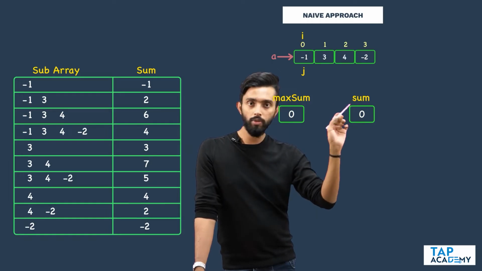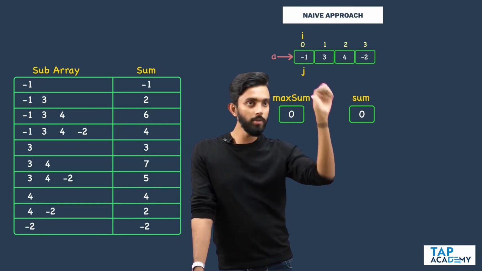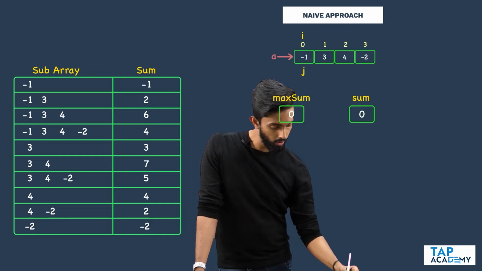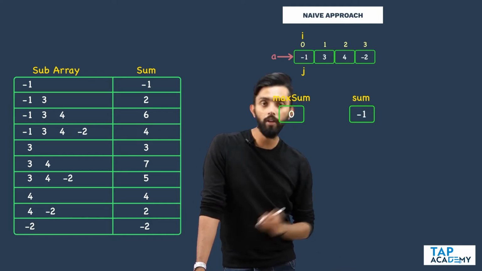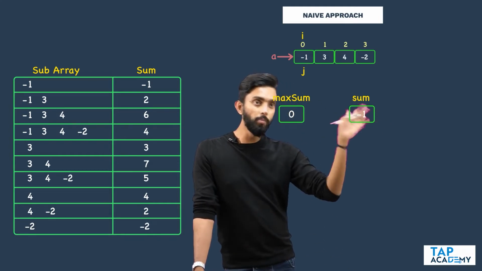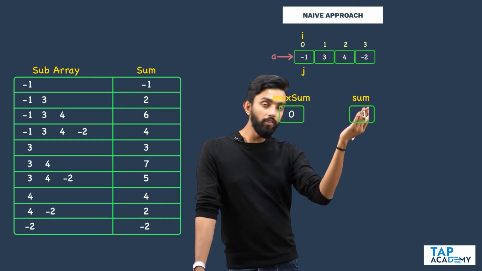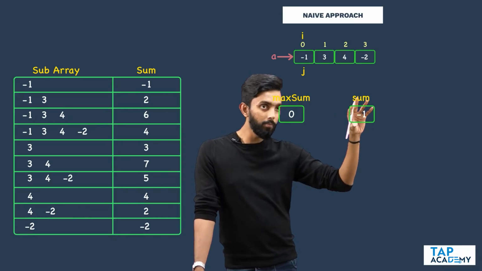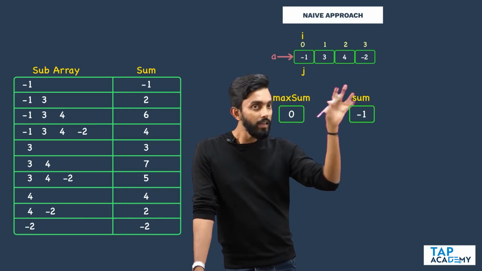What is the existing value of sum? 0. 0 plus minus 1 means how much will sum become? Sum is going to become minus 1. Any confusion till here?